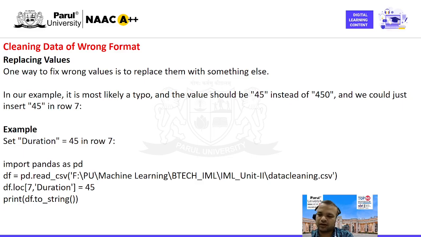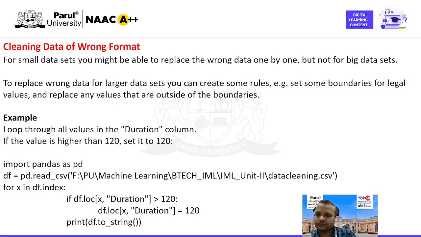So df.loc, that means location. Which location? The 7th row. Which column? The duration column. So we write df, that means data frame, dot loc in brackets, 7th row, duration column, equals 45. We want to put 45 here, so we fix the wrong value with 45. Now if you want to see this update in your data set, you can use the print function.